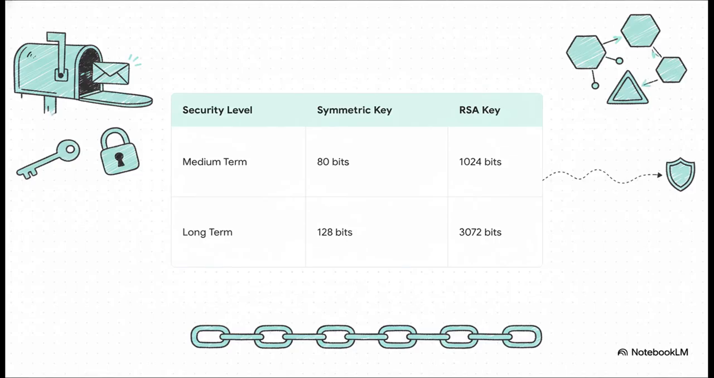And this table right here, this shows you that arms race in action. As our computers get more and more powerful, the numbers they can factor get bigger. So to stay ahead of the bad guys, we have to make our keys longer. A few years ago, a 1024-bit key was considered pretty solid. Today, for any kind of long-term security, we need keys that are 3072 bits or even longer.